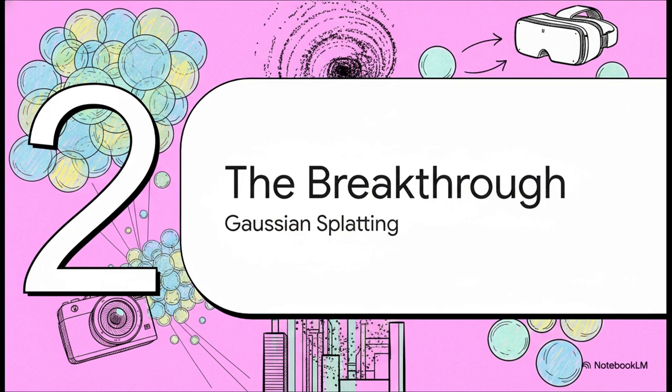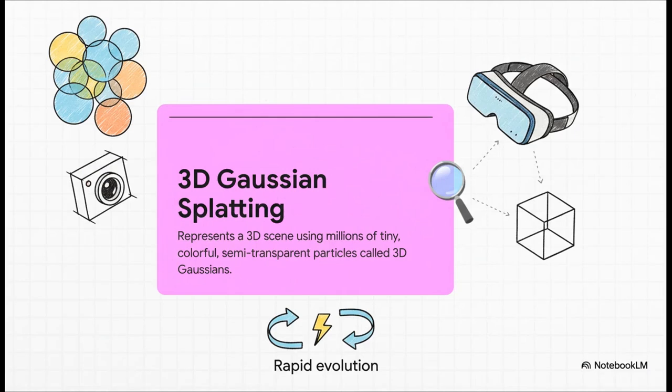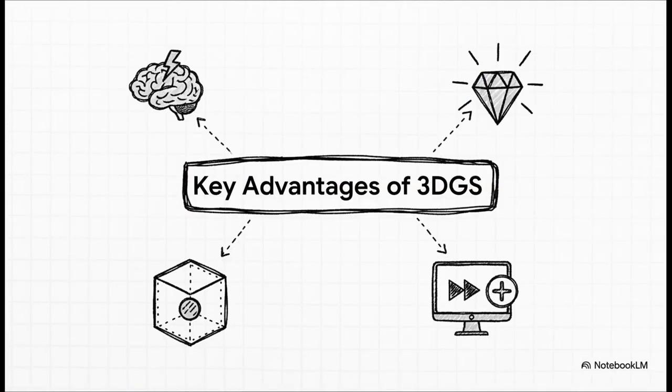Back in 2023, a paper came out that didn't just move the needle a little bit. It completely shattered that old barrier between quality and speed. So what is this stuff? Well, in the simplest terms, instead of building a scene out of traditional 3D polygons, Gaussian splatting uses millions of tiny, colorful, semi-transparent particles. The best way to think about it is like 3D paint splats, or maybe fuzzy little colored clouds. When you layer millions of these together, they create a perfectly photorealistic image from any angle you look at it.